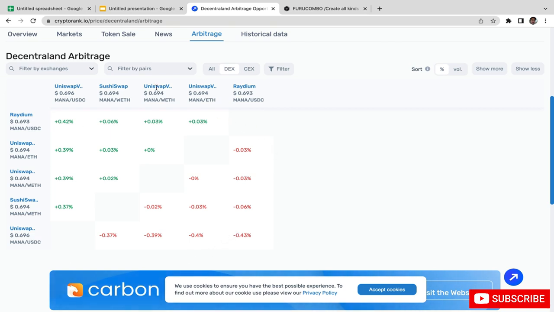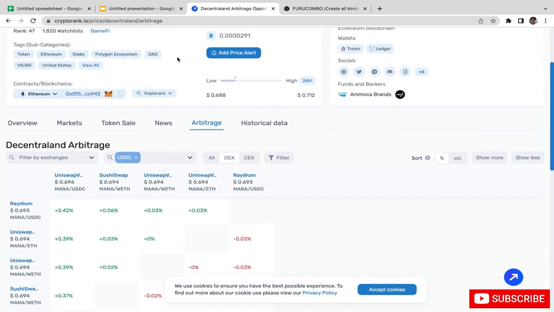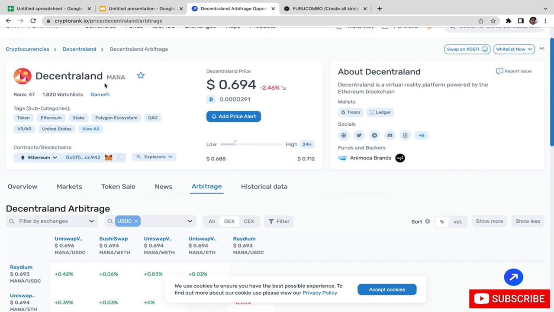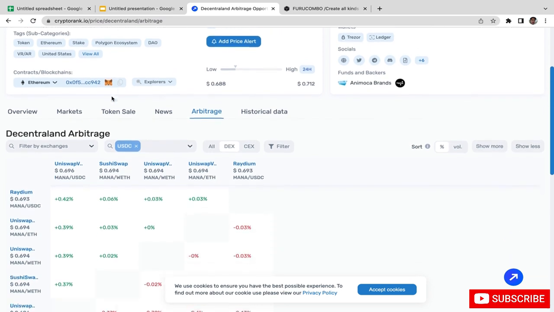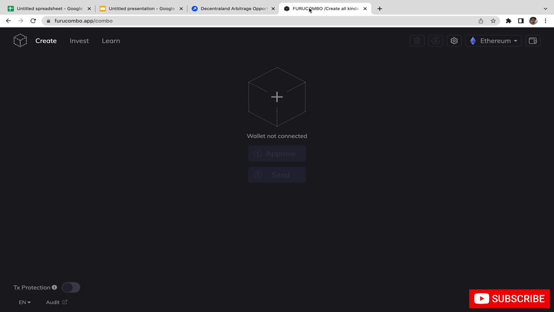Okay, cool. And let's say we want to look for arbitrage opportunities for the USDC MANA pair. We use MANA, or Decentraland, as our example here for the sake of this tutorial. So let's see. We have a couple of different opportunities here. Okay, cool. So you can either use Uniswap v2 or Uniswap v3. Let's go with Uniswap v2.